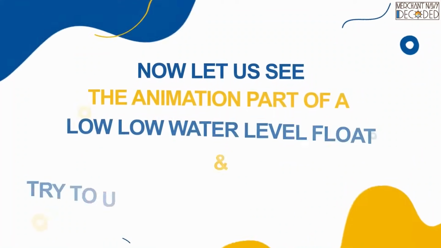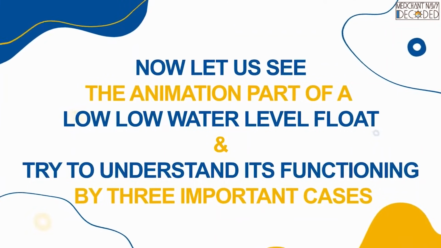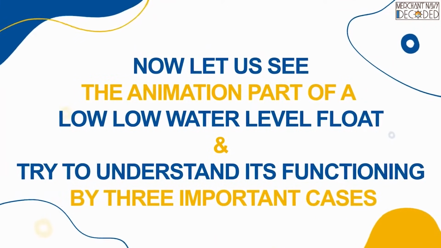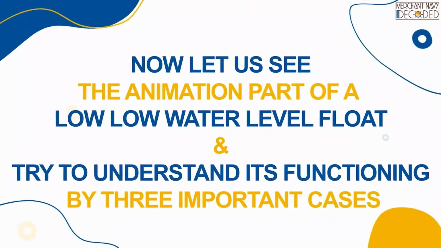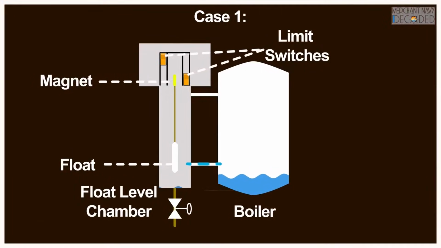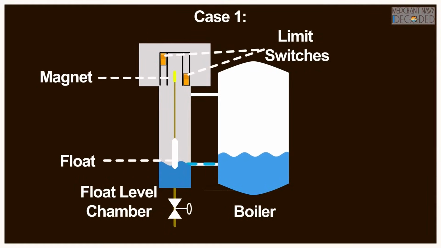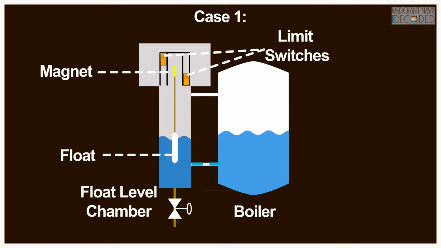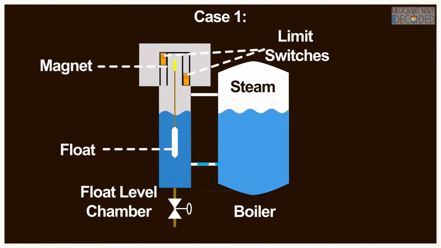Copy it? Now let us see the animation of a low water level float and try to understand its functioning through three important cases. In case 1, you can see the float level chamber associated with the boiler. The white colored part is the steam part and the blue colored part is the water part. You can see the float inside, which is attached to the magnet, and this magnet is inside the switch unit, which has limit switches fitted along with it.